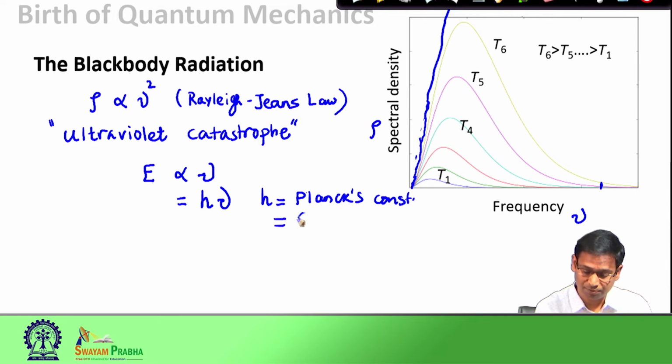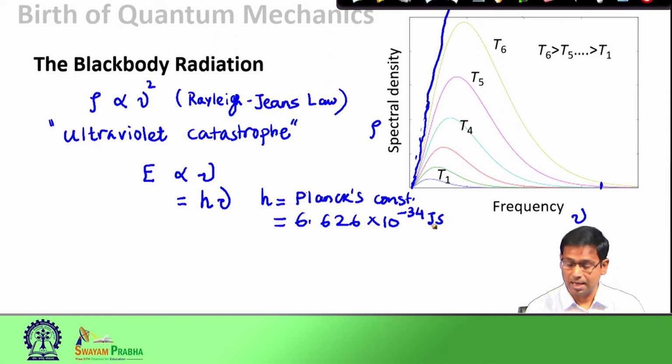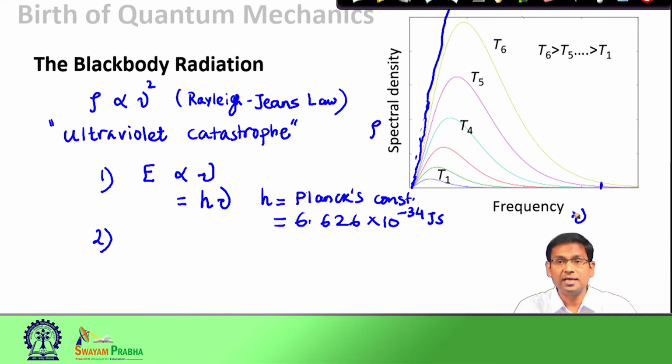Which has a value of 6.626 into 10 to the power minus 34 joule second. This is his first assumption that he made. Second, he said that not only does energy have a dependence on frequency, but also the oscillators of the black body can absorb and emit energy in integral multiples of this h nu.